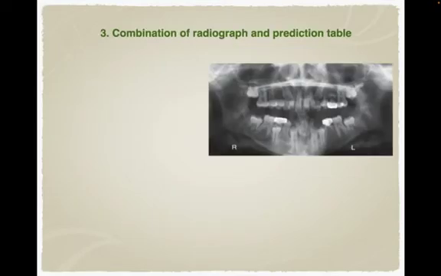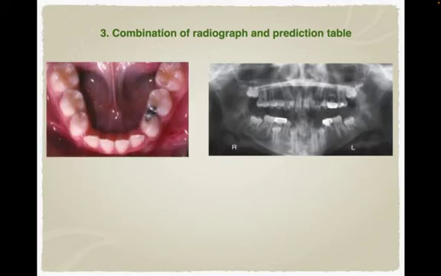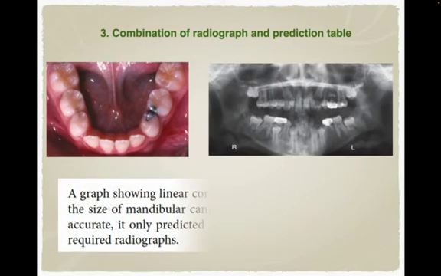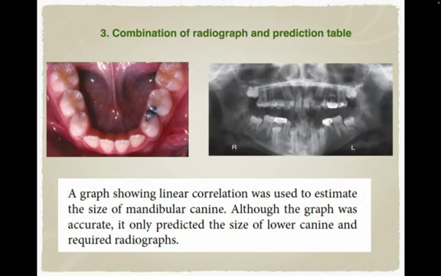The last method is to use a combination of radiograph and prediction table. Because of the problem that we face with the mesodistal distortion of the canine, this method combines the use of a prediction table and an X-ray to measure the mesodistal width of 4 and 5, and then you use these numbers on a table to get the mesodistal width of the canine. It always gives you the mesodistal width of the lower canine. The problem with this method is that it's very accurate, but you need a radiograph and you need a table to use it.